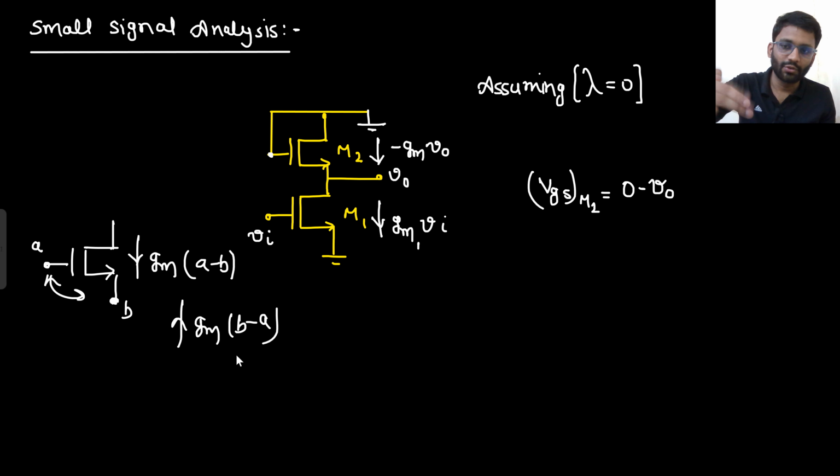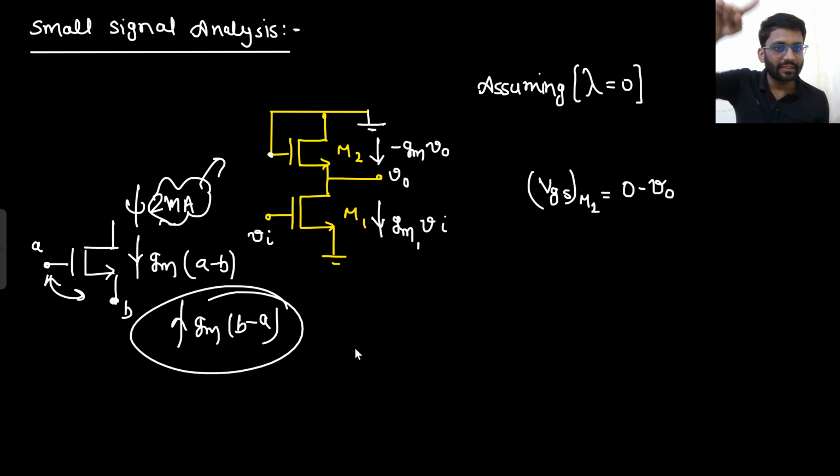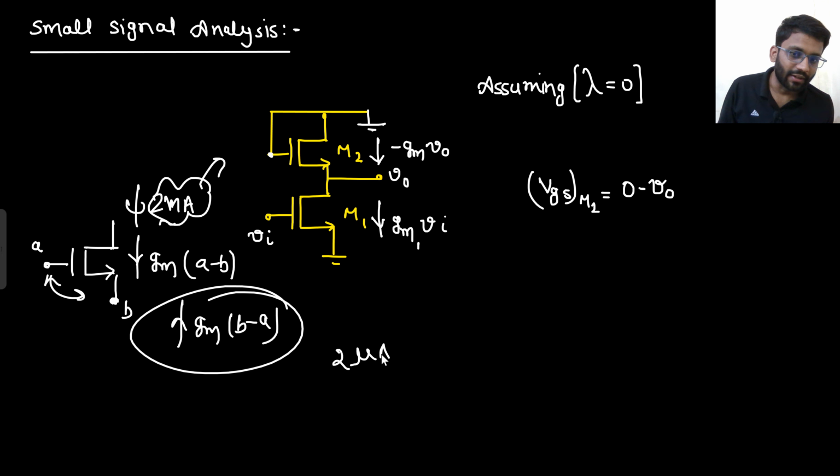You can't say, sir, from source to drain the current will not flow. That is the case in large signal, where only drain to source current will flow. But in small signal, the current is very small, so it can flow from source to drain as well. Let's assume there is some 2 milliampere current already flowing from up to down. That is large signal current. And this small signal current, GM (B minus A), will be some 2 microampere. So that will not affect our DC operating point.